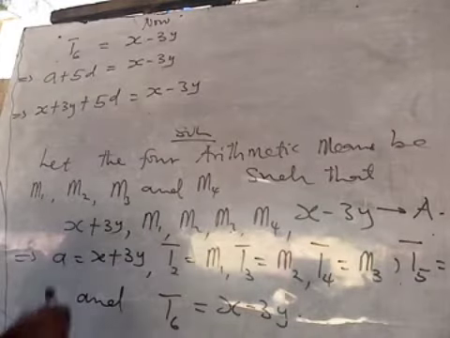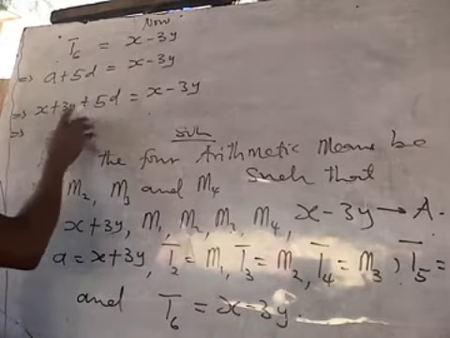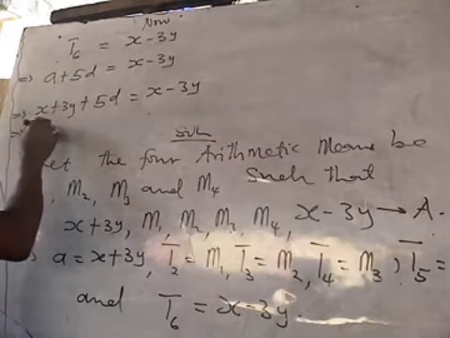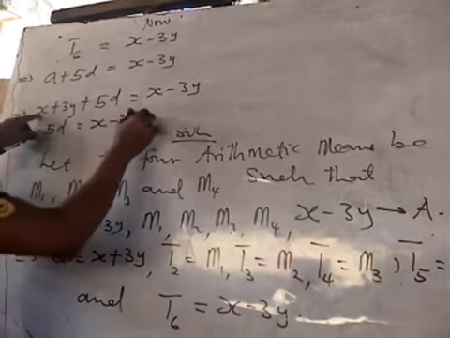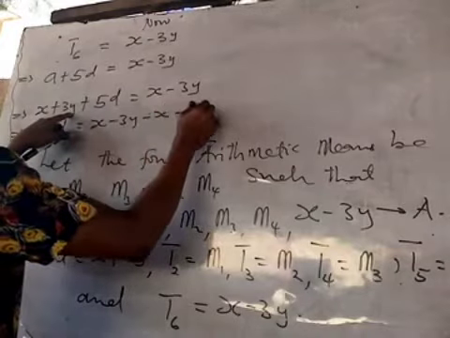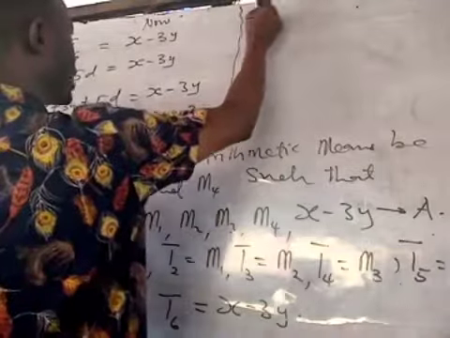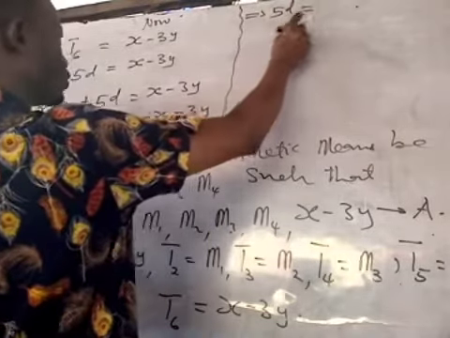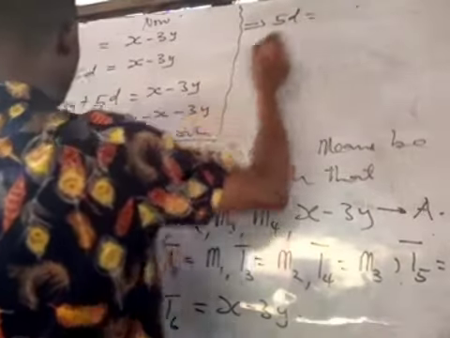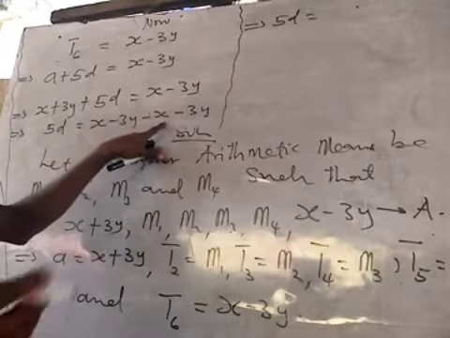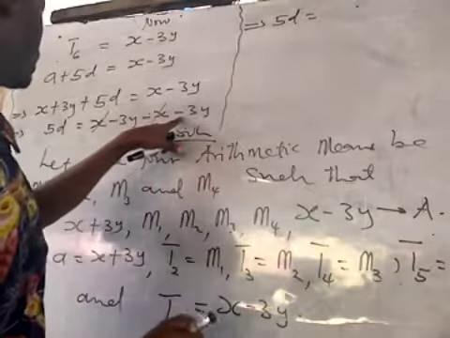So of course, this now implies that if I continue with my working, this will come to this side. This means that 5d alone will be equal to x minus 3y minus x minus 3y. If I resolve this clearly, it means that 5d will be equal to, now, x minus x gives us 0, and then minus 3y minus 3y gives us minus 6y.